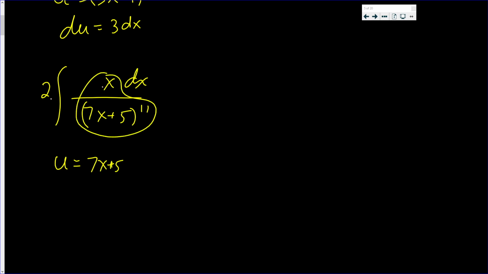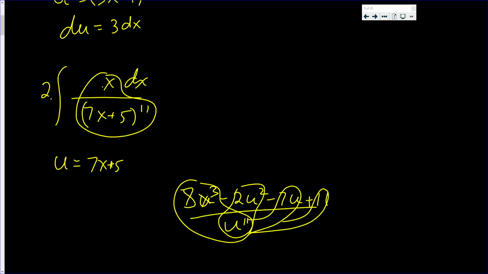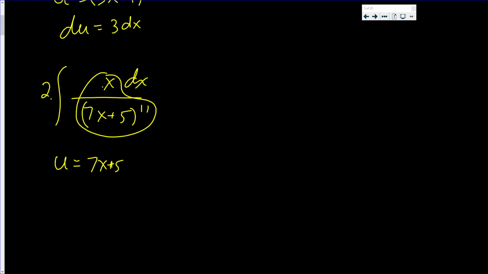Like if that top was more complicated, 8u cubed minus 2u squared minus 7u plus 11, and the bottom was u to the 11, I can do this division now. I can do that division. But I can't do it when it's all mangled up into 7x plus 5.